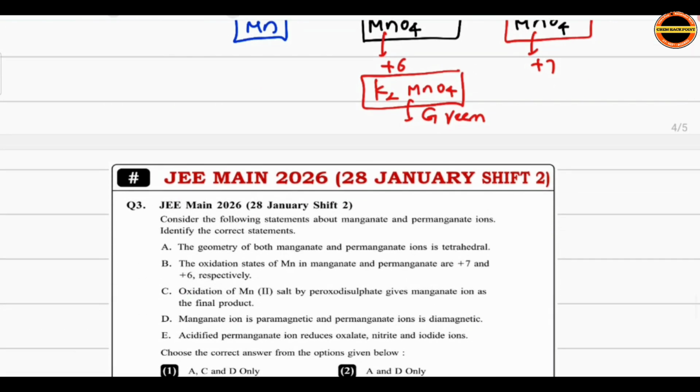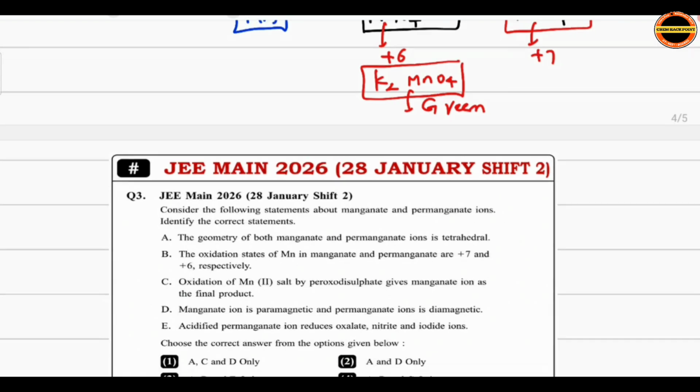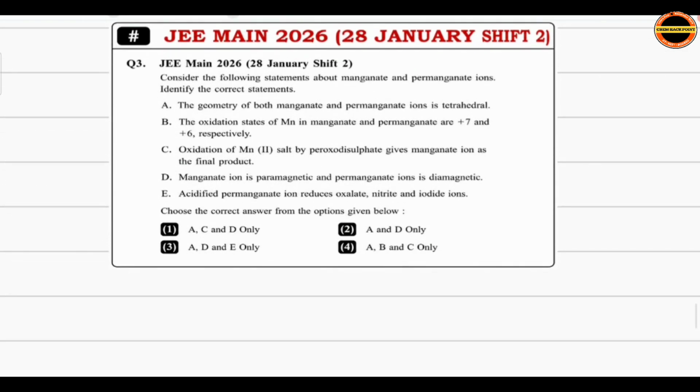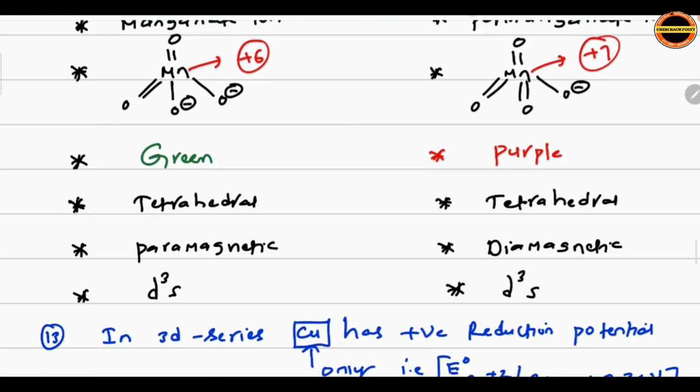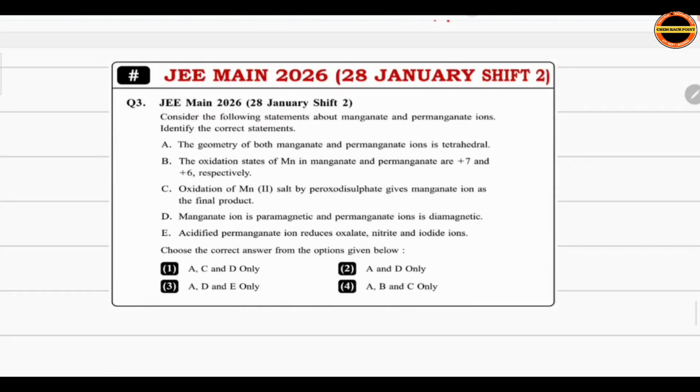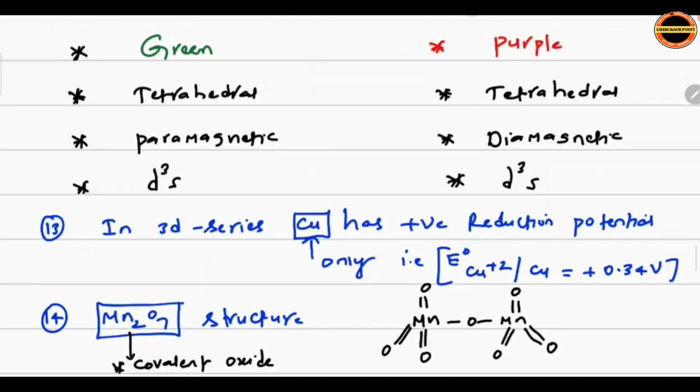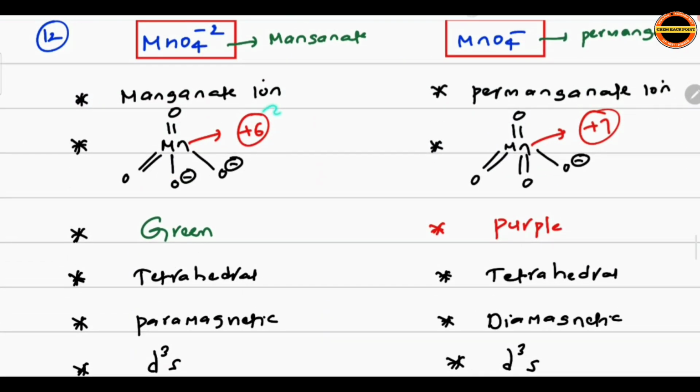JEE Mains 2026, 28 January shift 2. Different statements are given, observe the statements everyone. Consider the following statements about manganate and permanganate ions. Identify the correct statements. Geometry of both manganate and permanganate ions is tetrahedral. Yes, just now we studied. Here you can see tetrahedral. Next, oxidation states of manganese in manganate and permanganate ions are +7 and +6 respectively. So manganate is +6, permanganate is +7.